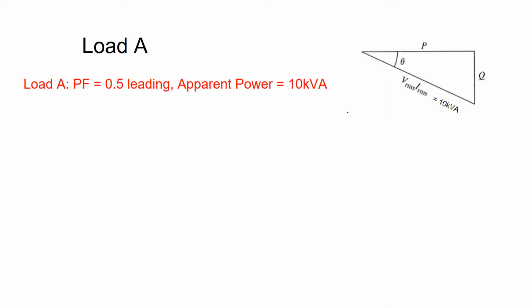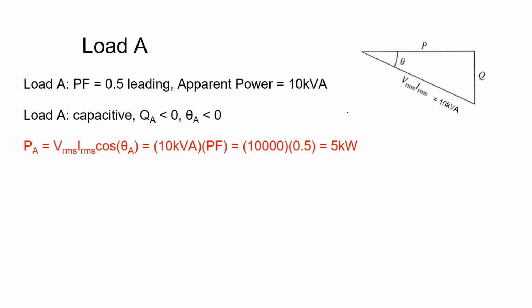We know that the power factor for the load is 0.5 leading, and the apparent power it uses is 10 kilovolt amperes. Because the power factor is leading, the load is capacitive, which means that the reactive power and the power angle are both negative. We use the power triangle for capacitive elements shown here. The apparent power is V RMS I RMS, and so we can add it to the diagram.